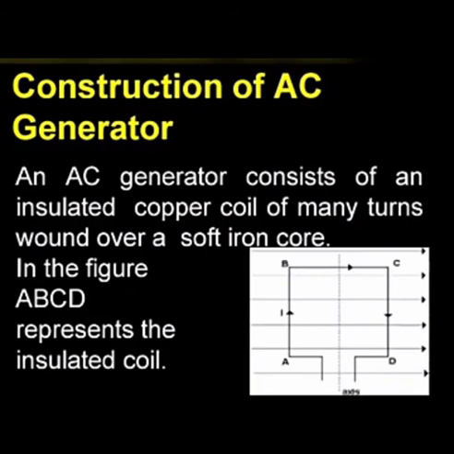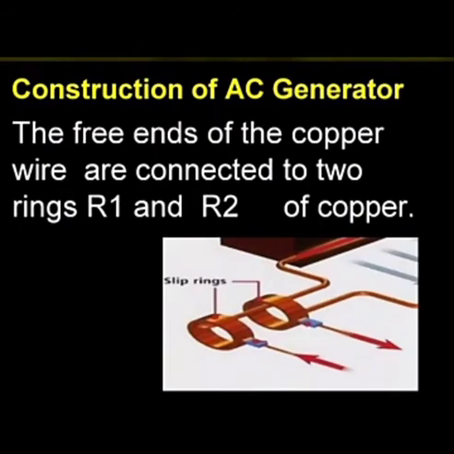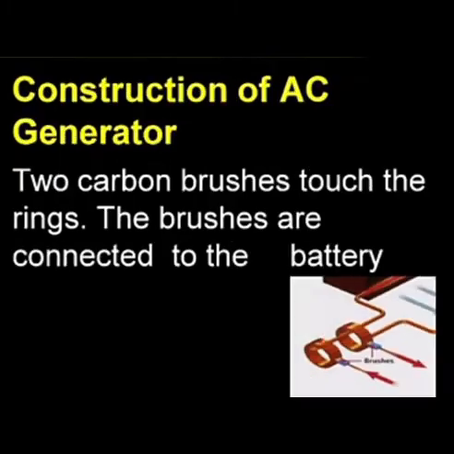Construction of AC generator. An AC generator consists of an insulated copper coil of many turns wound over a soft iron core. The free ends of the copper wire are connected to two rings R1 and R2 of copper. Two carbon brushes touch the rings. The brushes are connected to the battery.